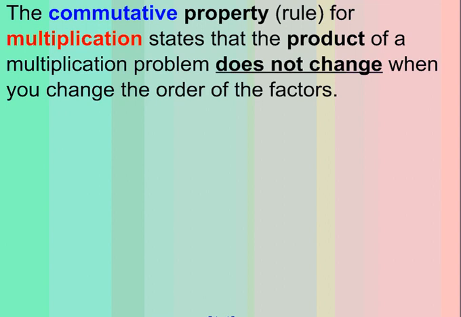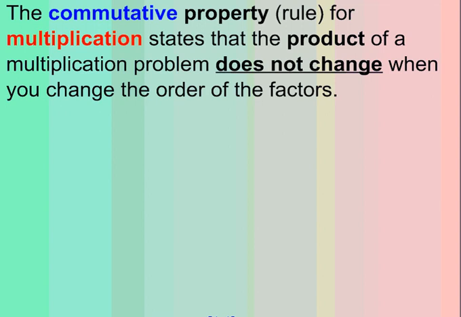In third grade, students are learning to fluently multiply. They are also building a conceptual understanding of what happens to numbers when they multiply. We are learning strategies to help us solve multiplication problems, and one rule that we should understand is called the commutative property. The commutative property is a rule for multiplication that states that the product of a multiplication problem does not change when you change the order of the factors.